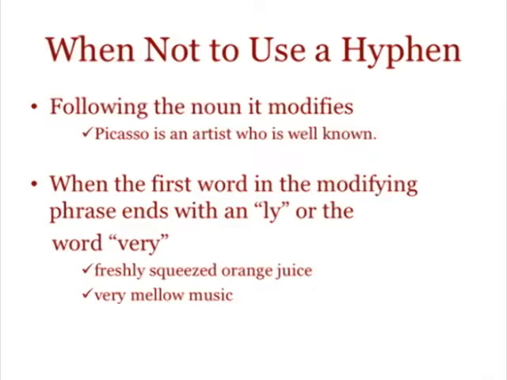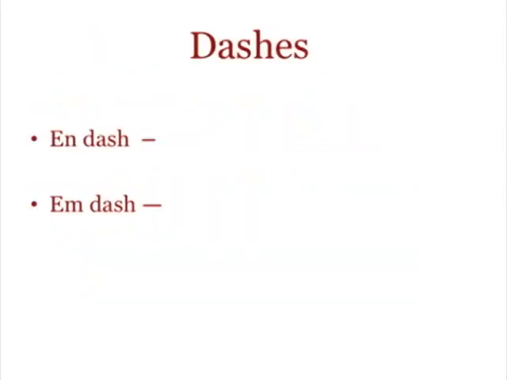Also, do not use a hyphen after words that end in ly, or when one of the modifying words is the word very. Now, on to dashes. For our purposes today, we will discuss two types of dashes, the N dash and the M dash. These dashes are distinguished in a text by their length.